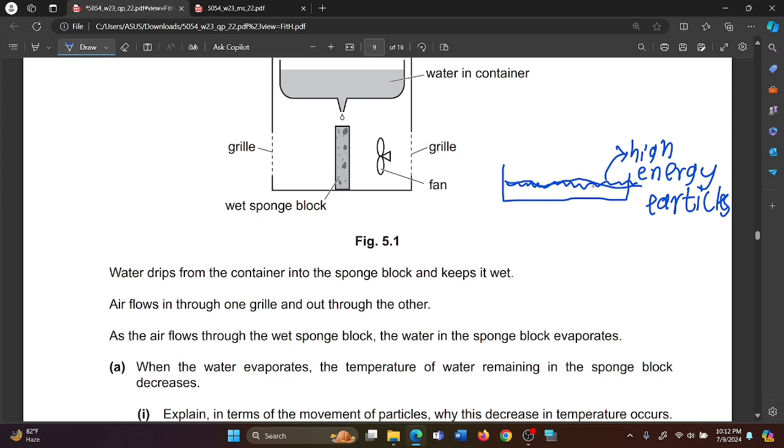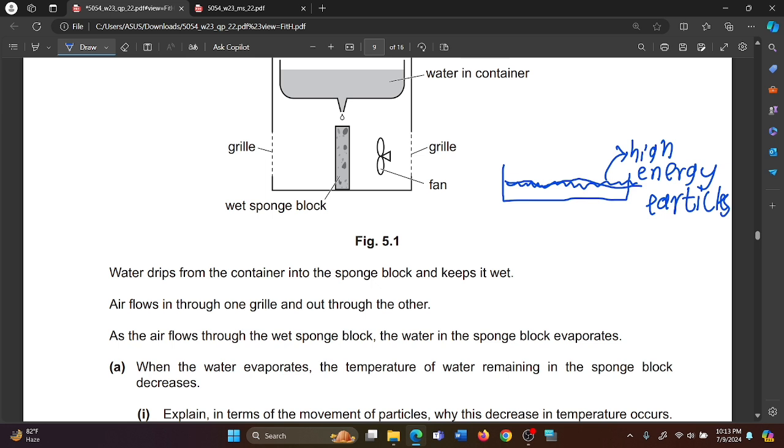So high energy particles escape the liquid surface, and thus the remaining particles in the water have lower energy than those high energy particles. Thus, the total average energy of the remaining water body is lower than it was before. Previously there were a few high energy particles with the low energy particles, but now the high energy particles have escaped. So we just have the low energy particles, causing the average energy, which is actually the kinetic energy of the particles, to decrease.